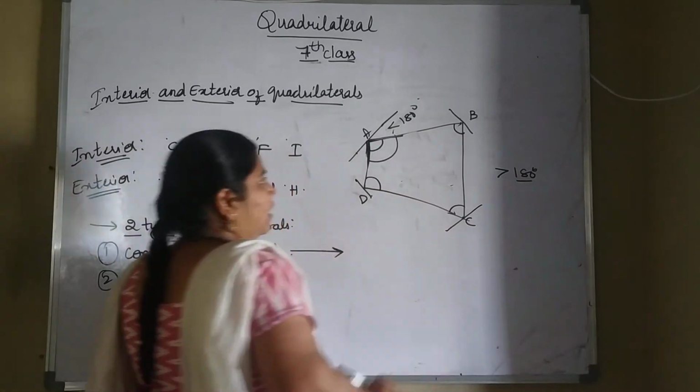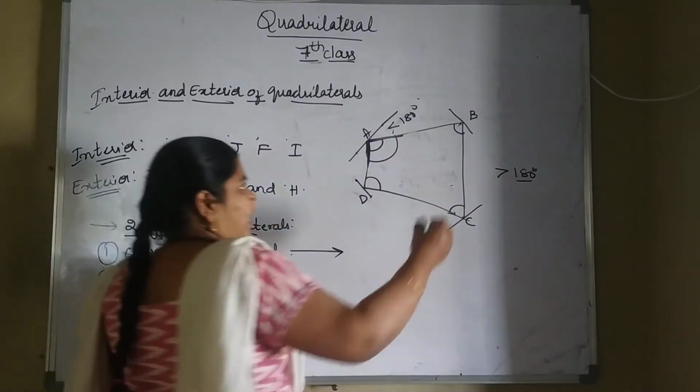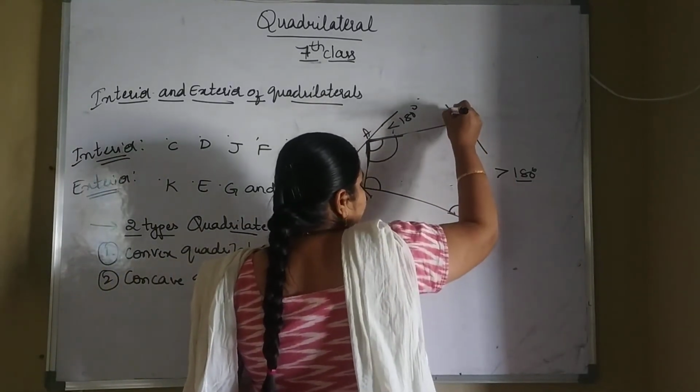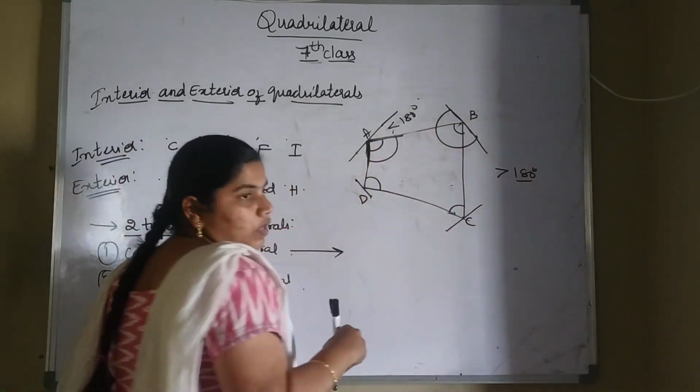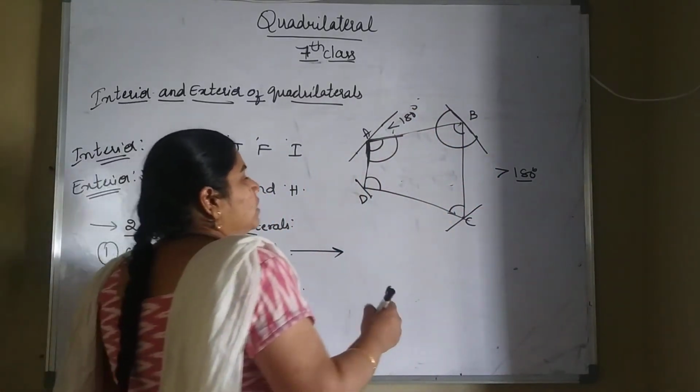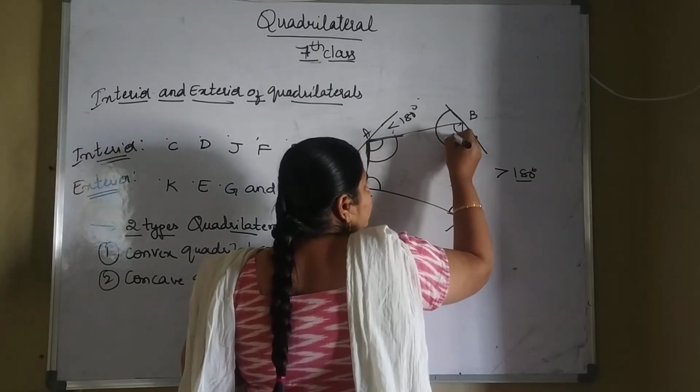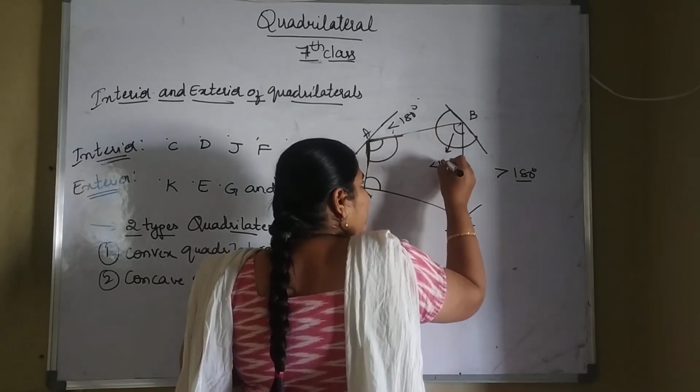This angle is less than 180. So if you take this one, angle B, the whole will be 180. The whole will be 180. So what will be this angle now? This is also less than 180.